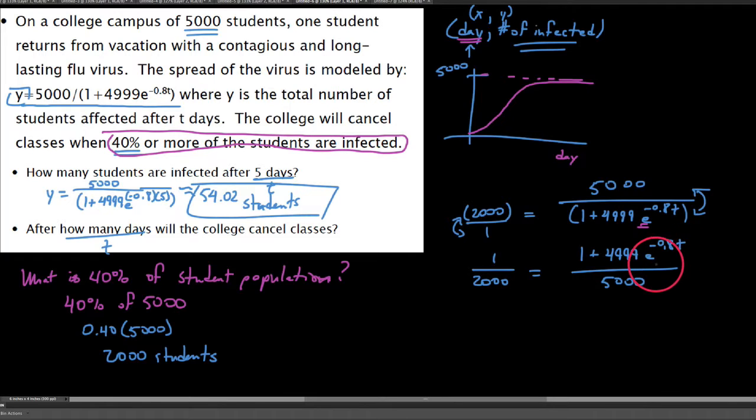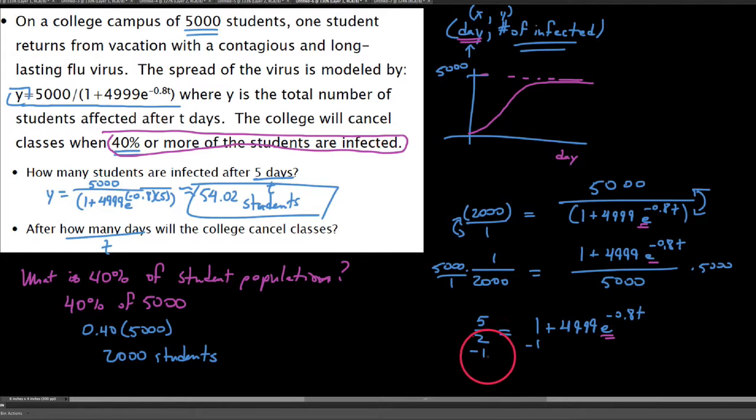Now that we've gotten this base out of the basement, we can start to work on isolating a little bit more. So we're going to multiply both sides by 5,000, which is really 5,000 over 1. On the left side, we get 5,000 over 2,000, which is 5 halves. On the right side, we have this 1 plus 4,999 e to the negative 0.8t. So again, we're trying to get this by itself. We should probably subtract 1 from both sides. And 1 whole is the same as 2 halves. So 5 halves minus 2 halves is 3 halves now on the left. And this is equal to 4,999 e to the negative 0.8t.